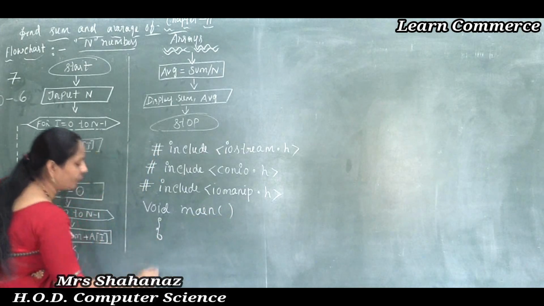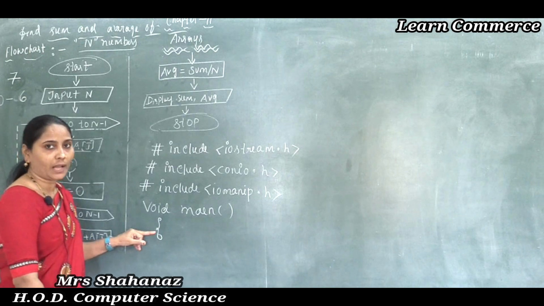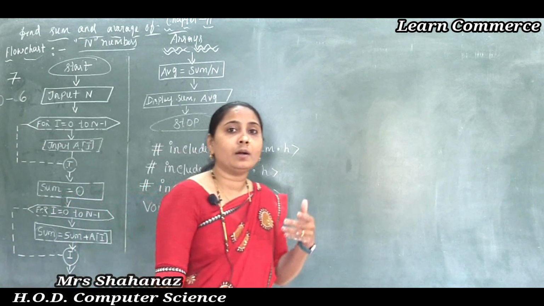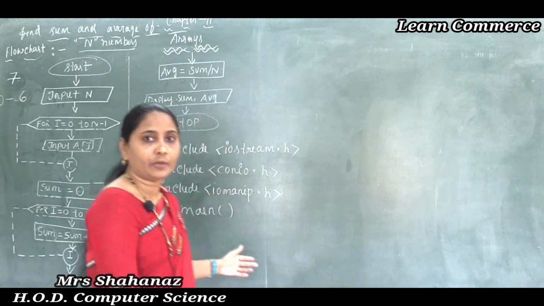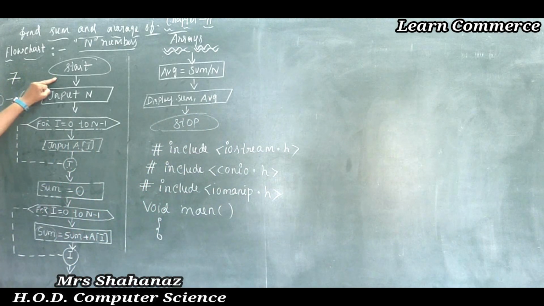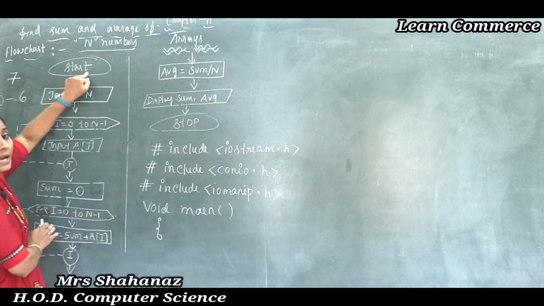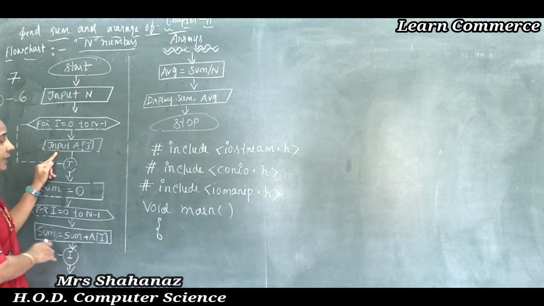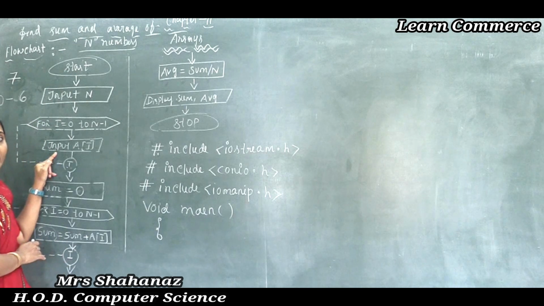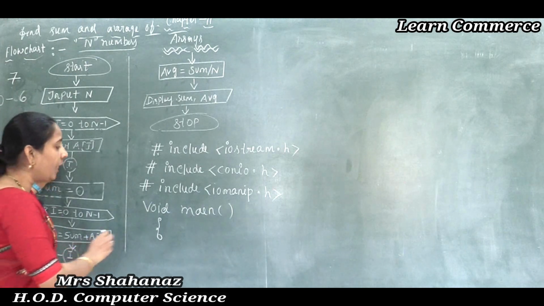Here iomanip.h, and then you start the program by using void main. Okay, and later we know that when you open the flower bracket, it indicates the starting of the program. Whatever I completed here is just the starting of the program, and next we need to declare the variables to complete our program.